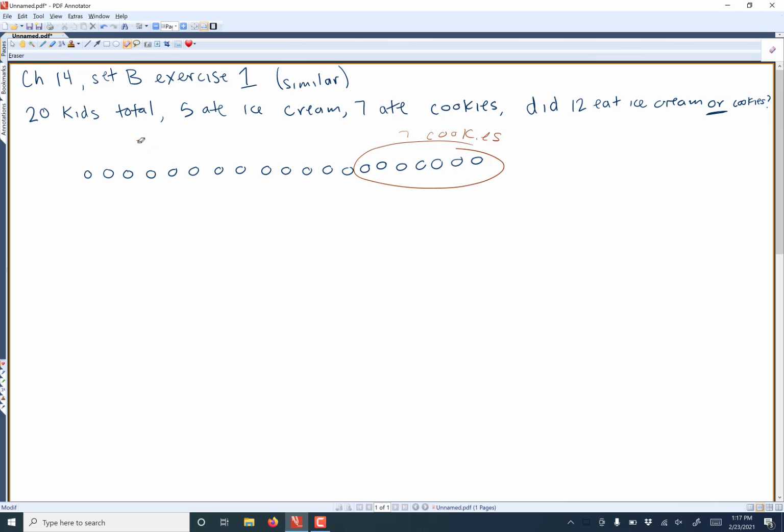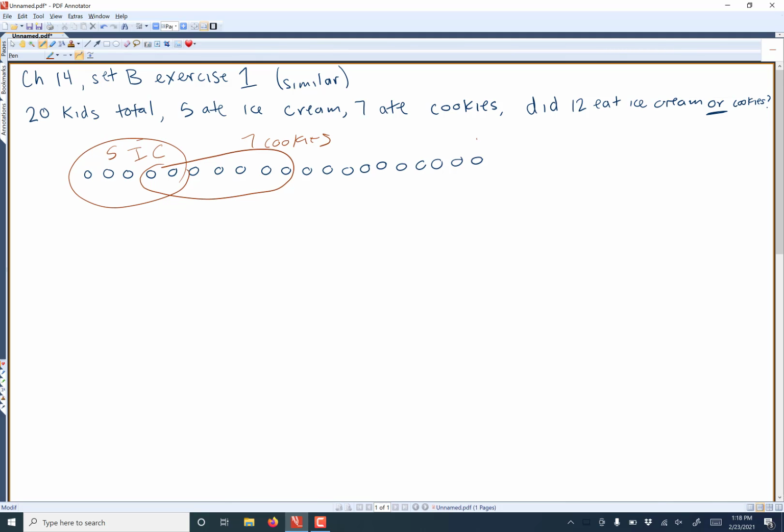But what if you had a different scenario? What if you had like these 5 ate ice cream, but then a couple kids ate both? So then it was these 7 ate cookies. Now, how many kids are there that had ice cream or cookies? Now, if you look at it, there's only 1, 2, 3, 4, 5, 6, 7, 8, 9, 10. There's only 10 that ate ice cream or cookies, because 2 of those were double counted.